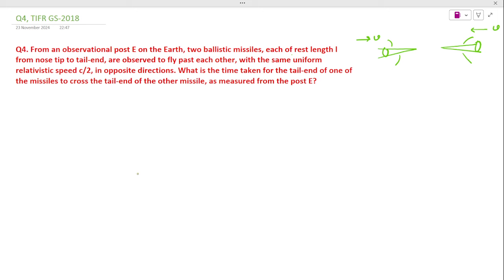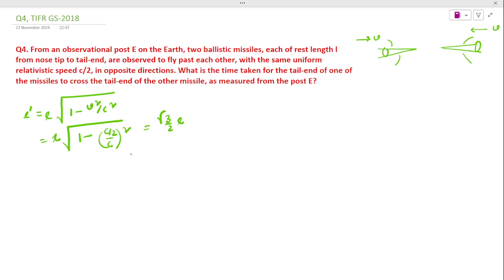So here we should apply the length contraction formula, L dash equal to L root over 1 minus V square by C square. With V equal to C by 2, the whole square, it would become root 3 by 2 into L. So the total distance covered is basically D = 2L. So now D dash, 2L dash, is basically root 3 L.